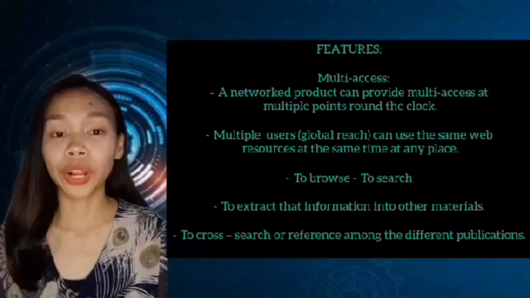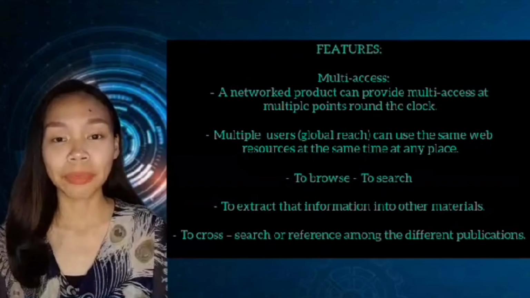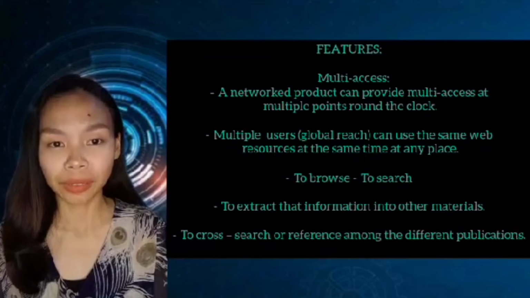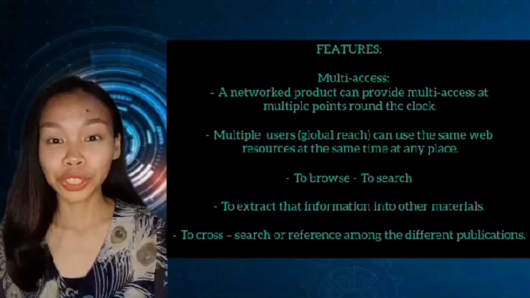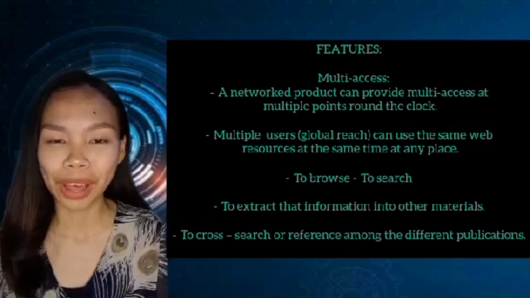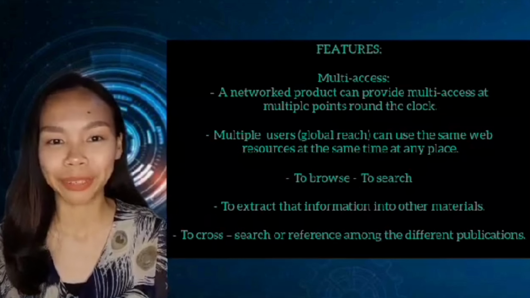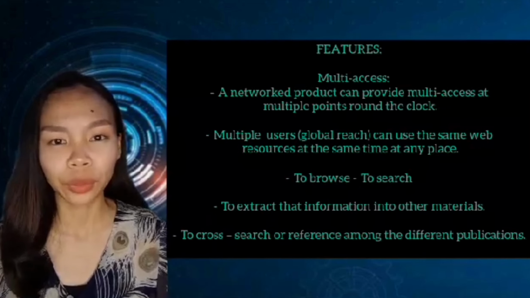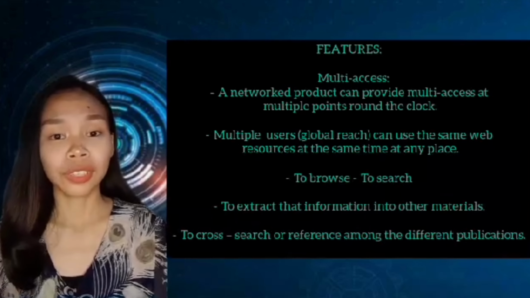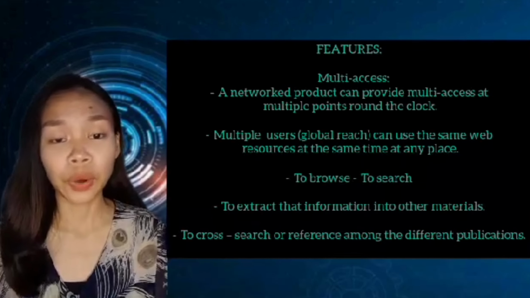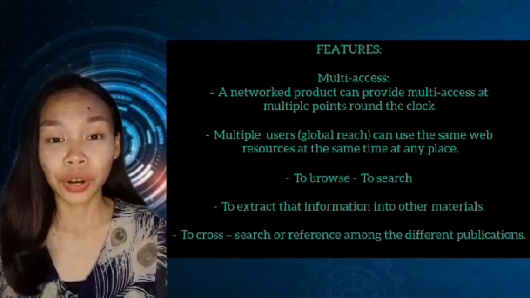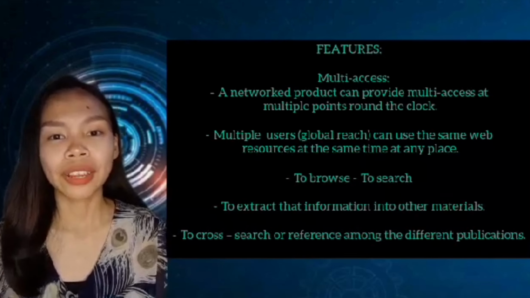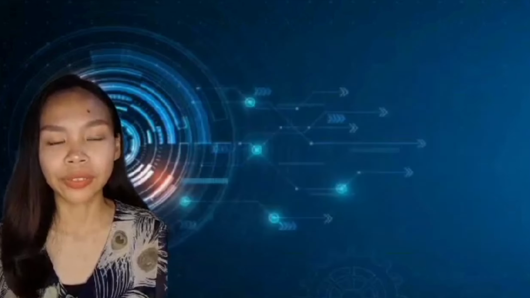Multi-access. A network product can provide multi-access at multiple points round the clock. Multiple users with global reach can use the same web resources at the same time at any place. Speed. Web resources are a lot quicker to browse, to search, and to extract information into other materials, to cross-search or reference among the different publications.